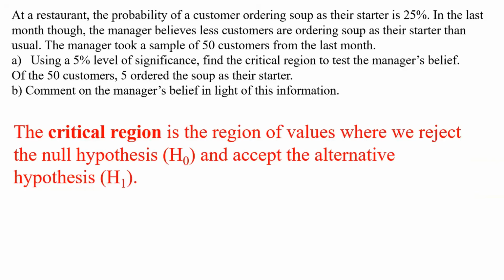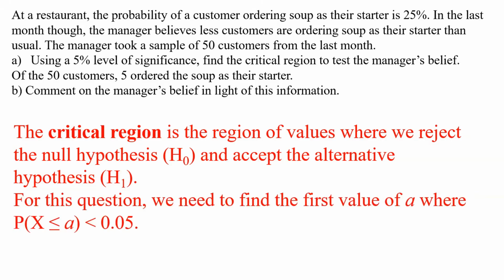So the critical region is the region of values where we reject the null hypothesis, which is H0, and we accept the alternative hypothesis, which is H1. We went through the null hypothesis and the alternative hypothesis in the last video, so again, I'd recommend going back to that video if you want to get a recap of that, okay? So this is the region of values where this is the case, okay?